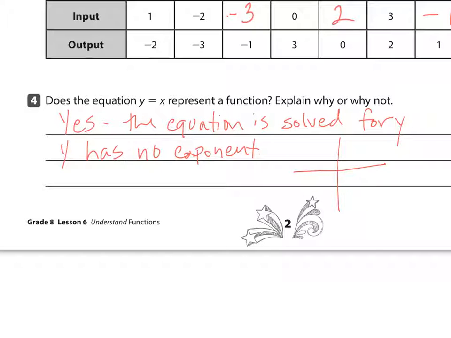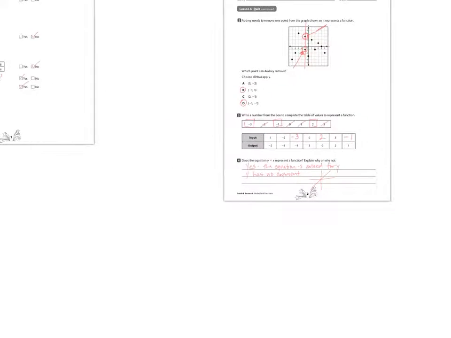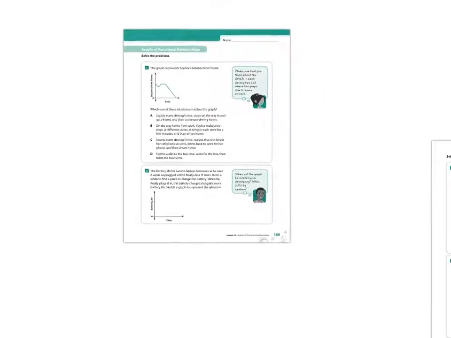To see this on a graph, it would actually look... Let's look at letter D real quick. Sophia walks to the bus stop, waits for the bus, then takes the bus home. So again, if we were thinking about that on a graph, so maybe here she walks to the bus stop.